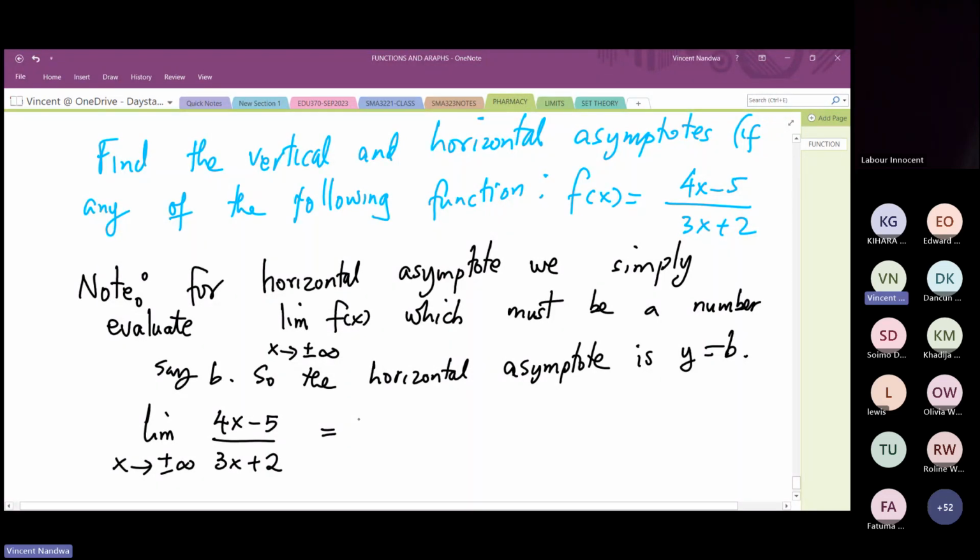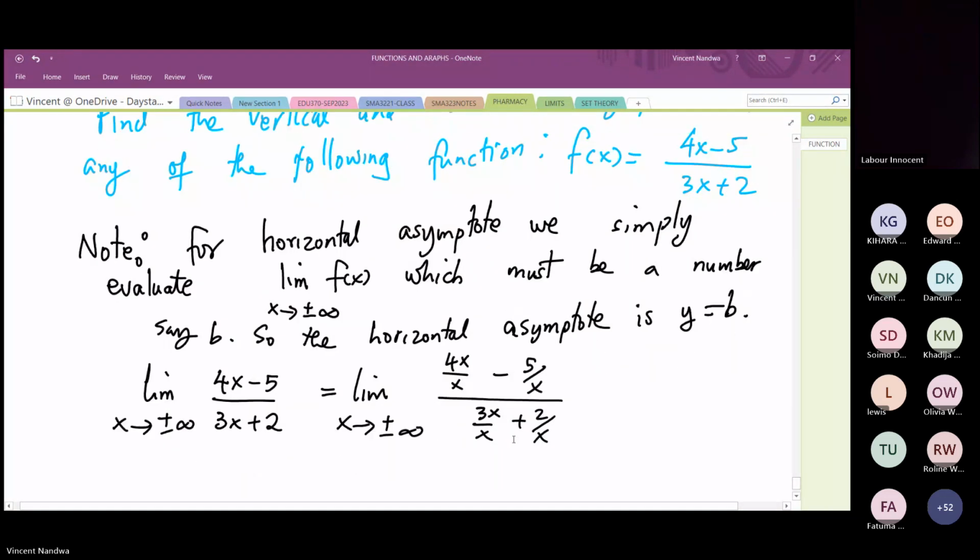So we're going to have the limit as x approaches plus or minus infinity of 4x. Remember the highest is x, so over x minus 5 over x, divided by 3x over x plus 2 over x. Which would be the limit as x approaches plus or minus infinity of 4 minus 5 over x over 3 plus 2 over x.